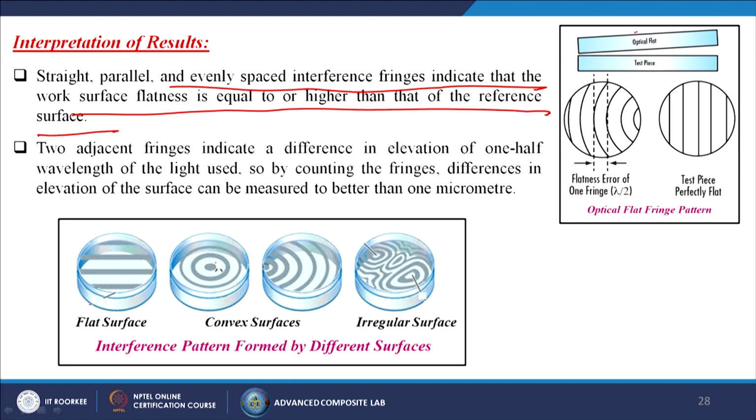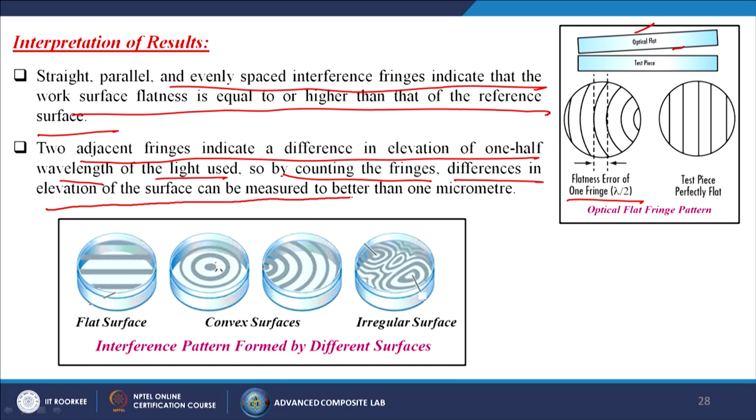So, this is the optical flat and this is the test piece over there. Here the flatness error of one fringe, that is lambda by 2, and the test piece is perfectly flat over there. So, how are we comparing the results? Two adjacent fringes indicate a difference in elevation of half a wavelength of the light used. So, by counting the fringes, differences in elevation of the surface can be measured to better than 1 micrometer.